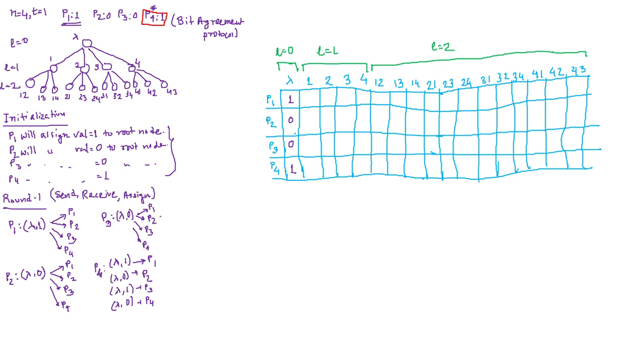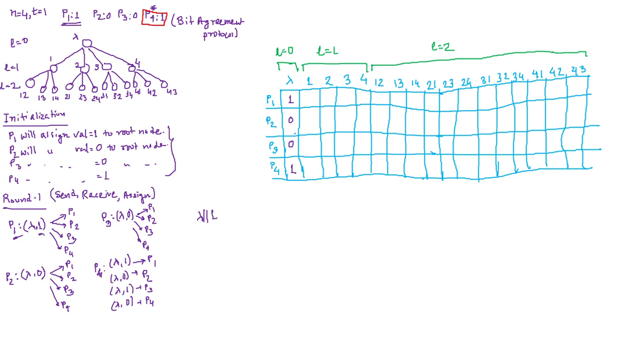So P1 sees that it has received lambda comma 1 from P1. That means it will assign the value 1 to the node having label lambda concatenated with the party ID 1.